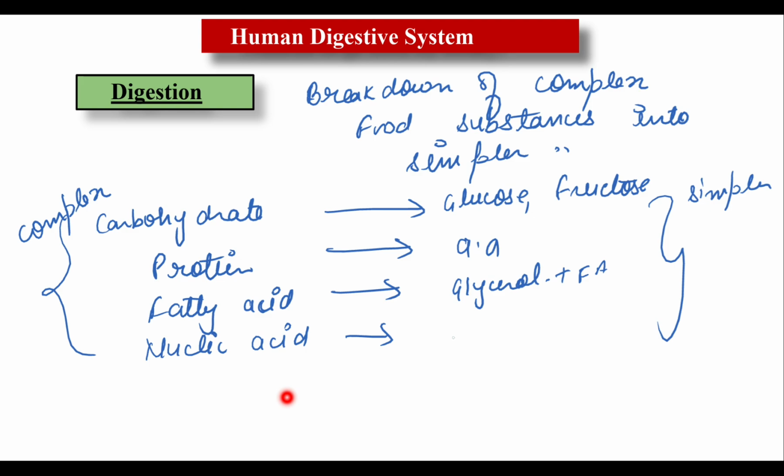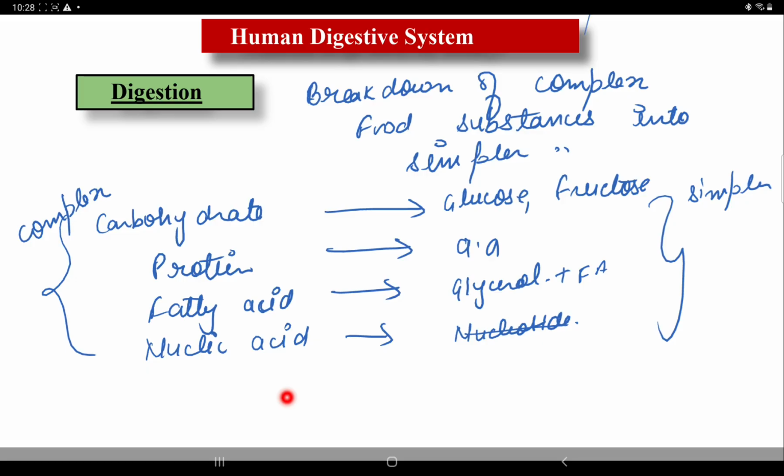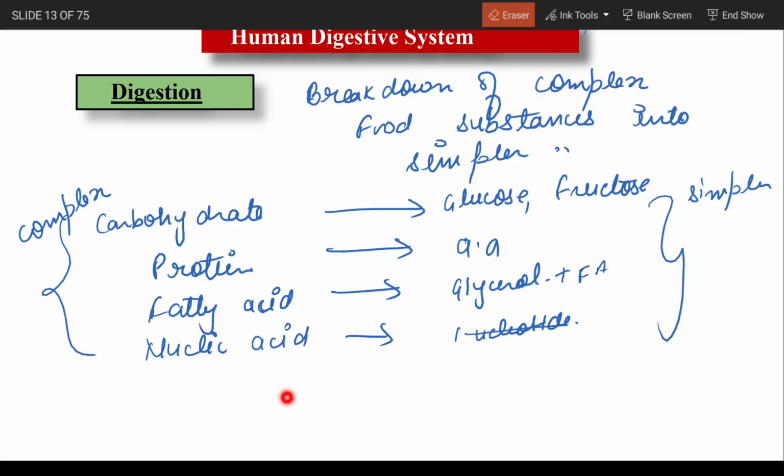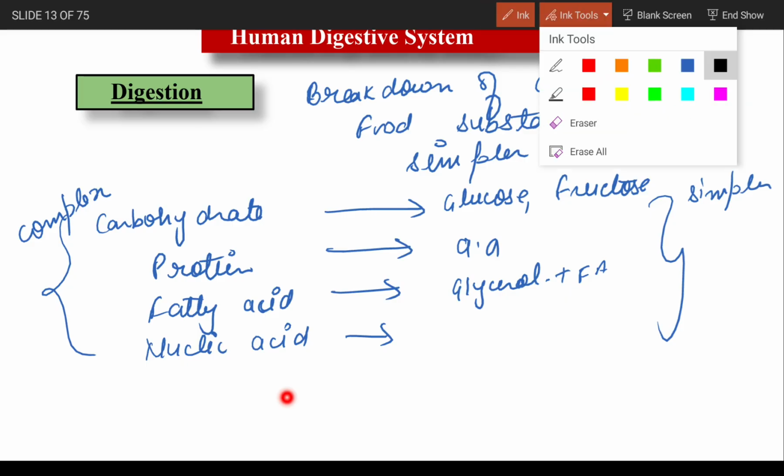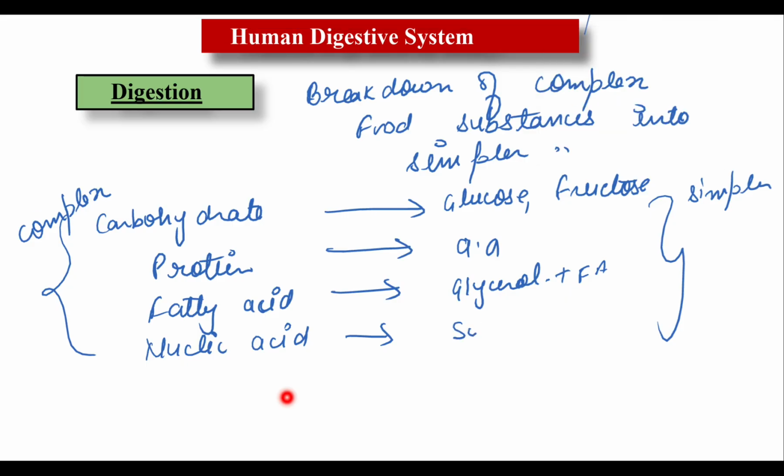Nucleic acid, what is present in the nucleic acid? The simpler form is pentose sugar, ribose. These are the nucleotides. If you break the nucleic acid, you will get different things: the sugar, as well as bases. Let me write it. Just give me a second. So these are the simpler forms.